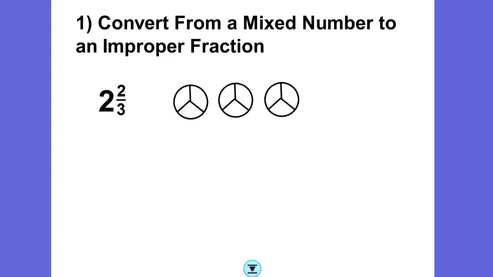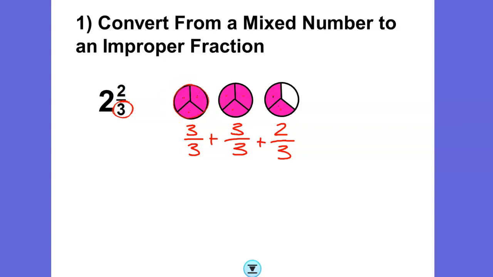What does that look like? Well, if we shade these in, two whole ones is going to be fully coloured in, and 2/3 like that. Now, if we think about what that means, a whole one, if we're dealing with thirds, then the denominator here is a 3. So the two whole ones is going to be 3/3 and another 3/3. Then we've got the fraction part, 2/3.